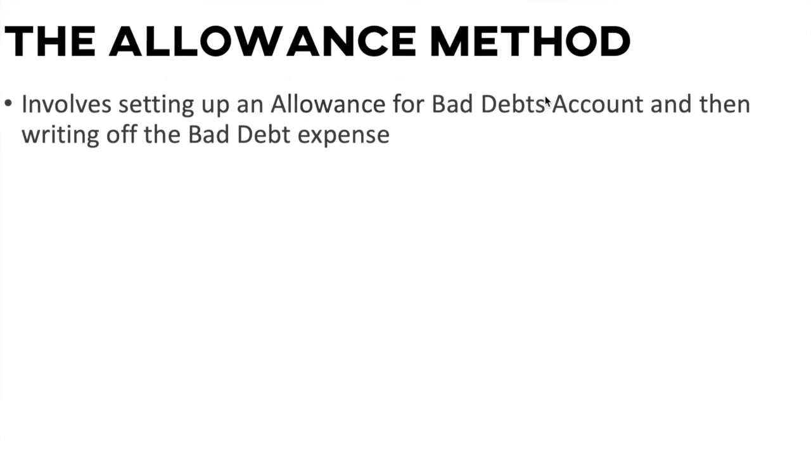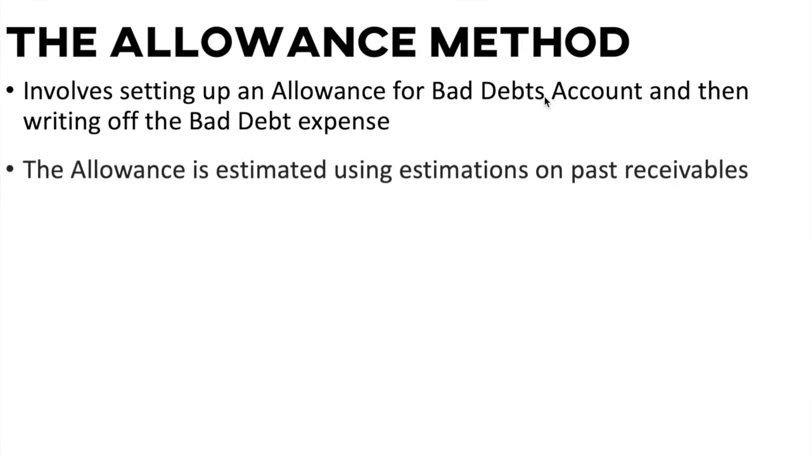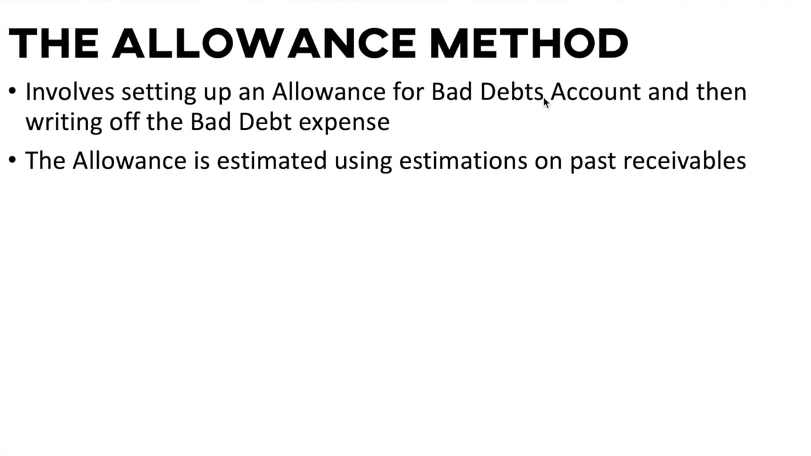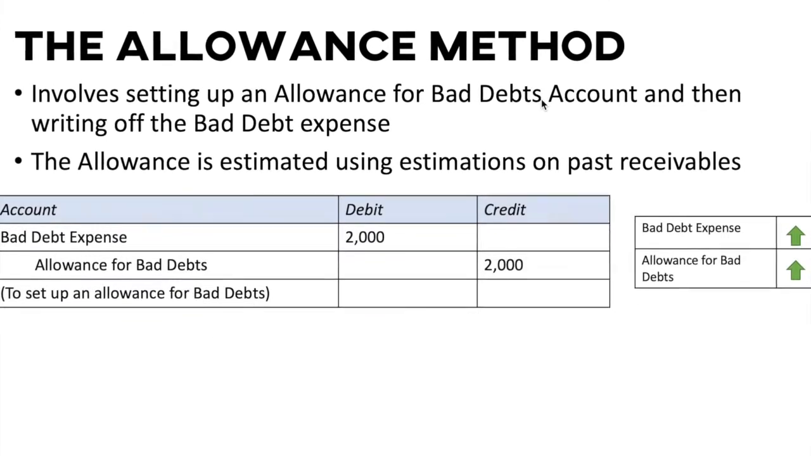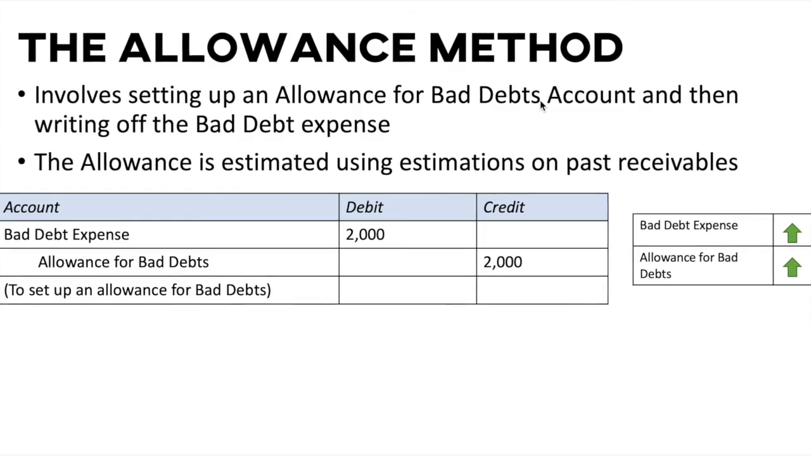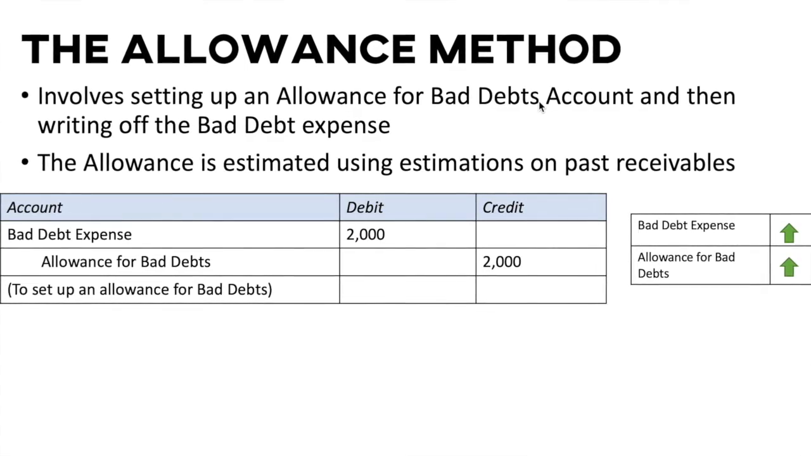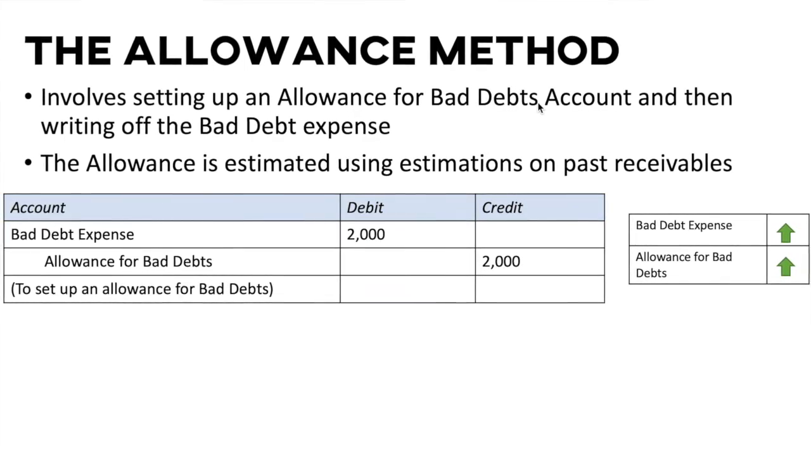The allowance method involves a company setting up an allowance for bad debts and then writing off each uncollectible receivable. This allowance is estimated using historical uncollectible receivables. For example, we will record an allowance of $2,000 to start the year by debiting the bad debt expense and crediting the allowance for bad debts account.